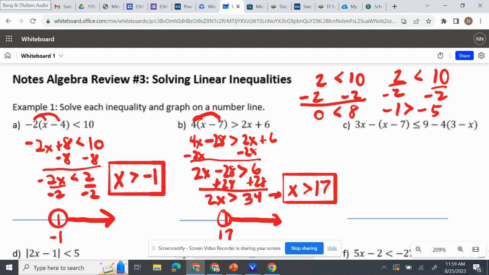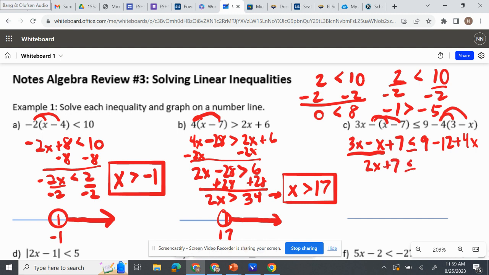Now, looking at the next one, I'm first going to distribute the negative to each of the terms. So I have 3x minus x plus 7. And then I distribute the -4. So that gives me -12 plus 4x. I'm going to add the like terms. 3x minus x is 2x. 9 minus 12 gives me -3.